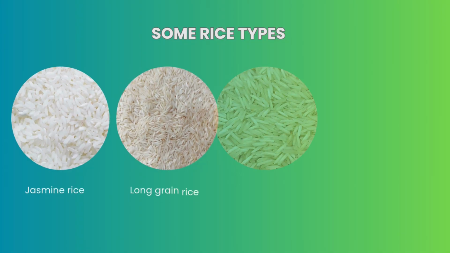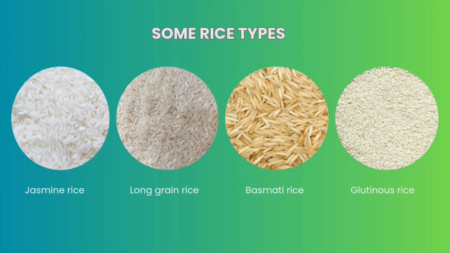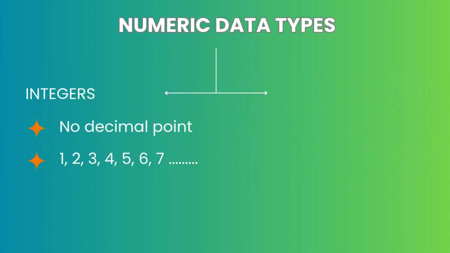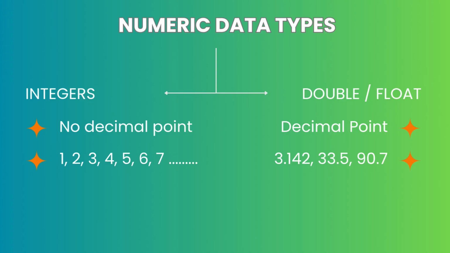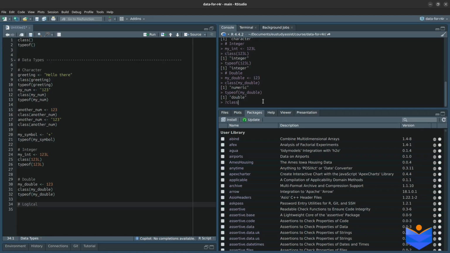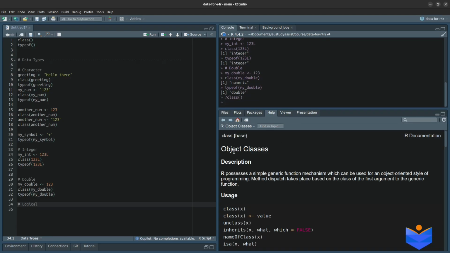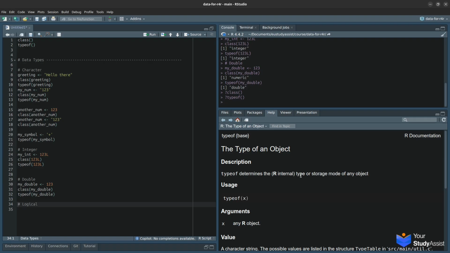For example, now we have rice, and rice can be jasmine rice, basmati rice, the long grain rice, which I think you should try, really sweet. And also we have glutinous rice, but all these are rice. The same goes for numbers. We have the integers, which are whole numbers, and we have double or floats, which are the high precision numbers, the numbers with decimal points. So if we check the documentation on class, we'll see that object class is a simple generic function. And if we check typeof, typeof determines the R internal type or storage mode. So how an object is stored, that's what typeof does.